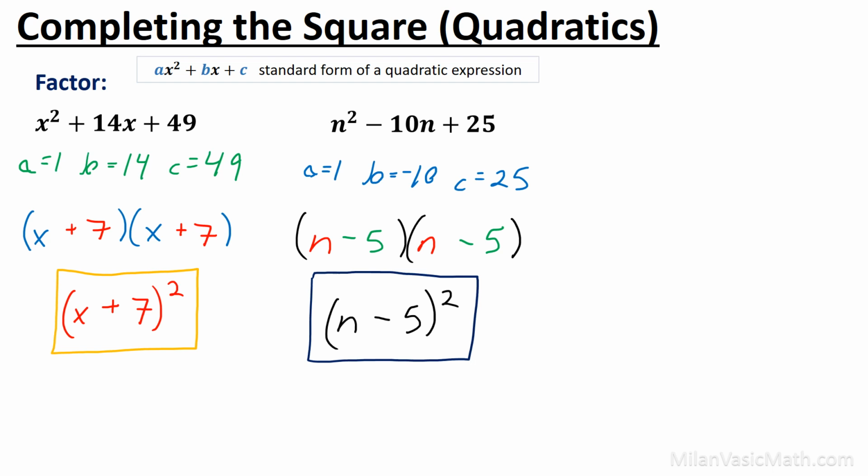Now let's look at some patterns here with perfect square trinomials. We have a 49 here and a 14 here and a 25 here and a negative 10 there. And if you compare that to what was factored, we have a positive 7 and a negative 5. Do you see any kind of pattern here? Pause the video, think about it for a second.